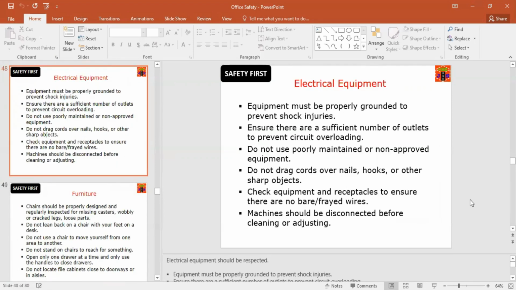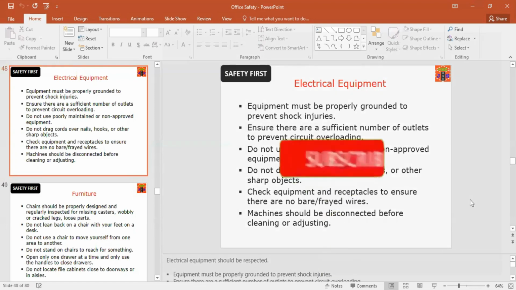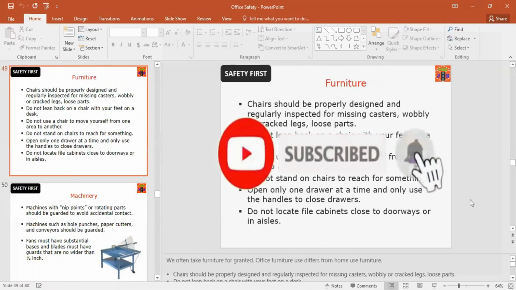Let us look at the electrical dangers in the office area. Equipment must be properly grounded to prevent shock injuries. Ensure there are a sufficient number of outlets to prevent circuit overloading. Don't use poorly maintained or non-approved equipment. Don't drag cords over nails, hooks, or other sharp objects. Check equipment and receptacles to ensure there are no bare or frayed wire hazards.